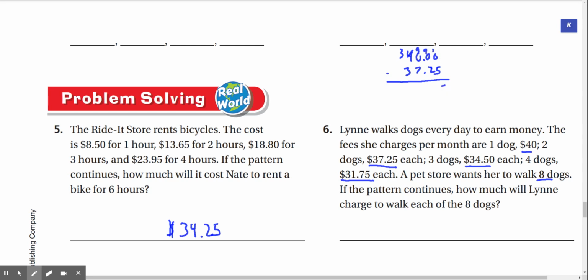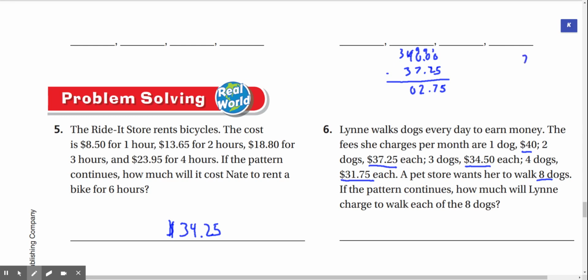10 minus 5 is 5. 9 minus 2 is 7. 9 minus 7 is 2. 3 minus 3 is 0. So she's reducing her prices by $2.75 for every dog. Now, if 4 dogs is 31.75, she wants to know how much 8 dogs is going to cost. Well, that's just a 4 dog difference.